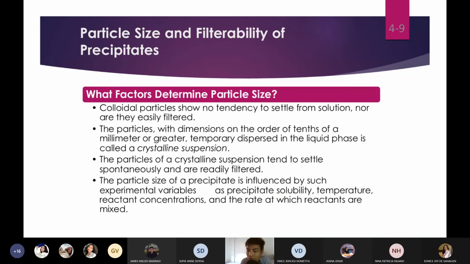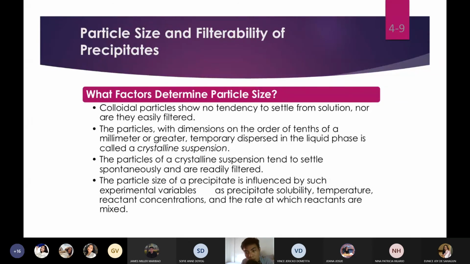So, mahirap siya i-filter compared to the precipitate na solid. So as a result, if you want to collect your colloids, mas madali siya ma-collect, no? Kasi hindi mo siya ma-filter agad kung gusto mo i-collect yung colloids mo. Then you can do several techniques para magsama-sama yung colloid mo.